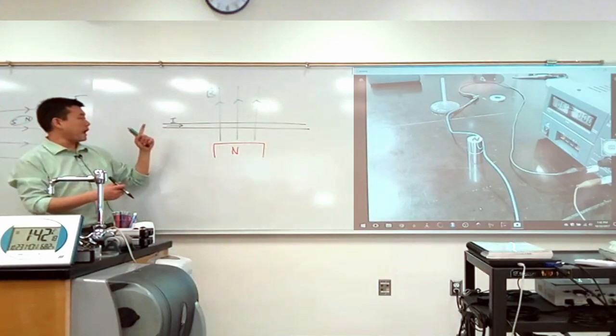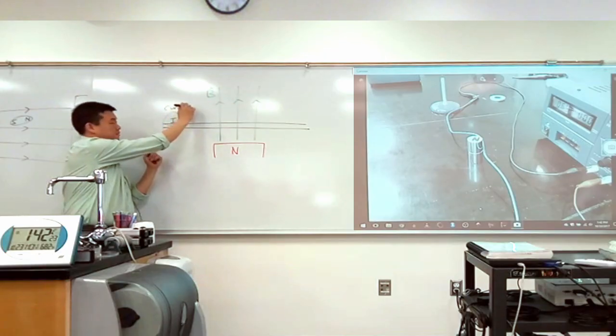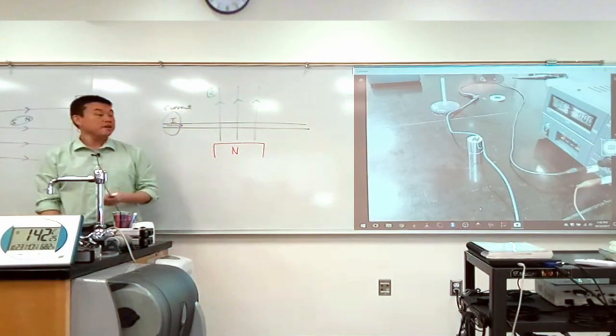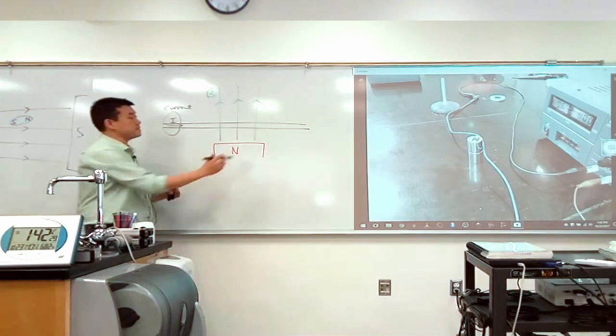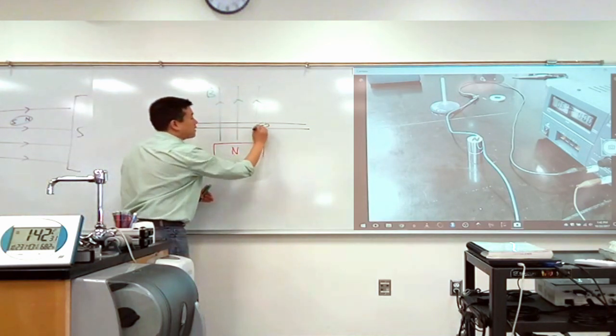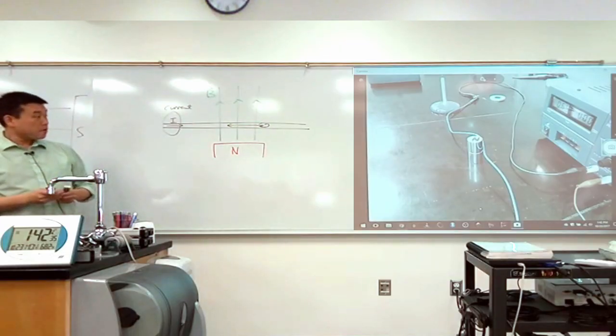Once again, I'm describing my current as flowing from left to right. Yeah, because the electron is negatively charged. That's the convention we have to deal with. So what this means is I have electrons that are moving from right to left, according to the description we have.